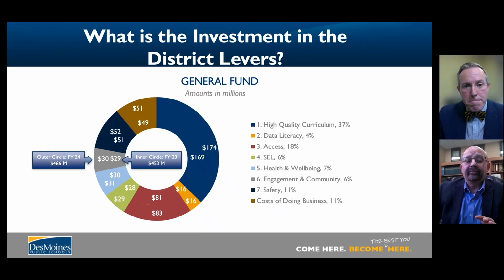So what are the investments that we're making in these different levers? If you see over here, the outer circle of this donut shows the amount that we are spending in FY24, and the inner circle shows the amount that we are spending in this fiscal year, FY23. As one would imagine, the largest chunk, 37% or $174 million next year, is going into high quality curriculum. I'm not going to read each one of those, but it shows the percentage for each of the different levers, how much we are spending on it. And these are all general fund dollars.